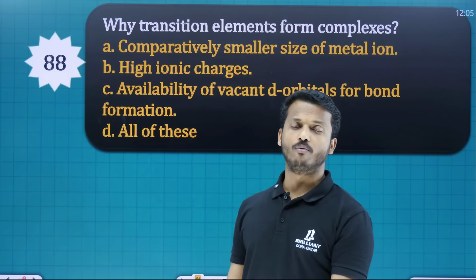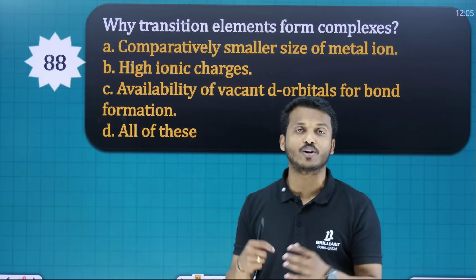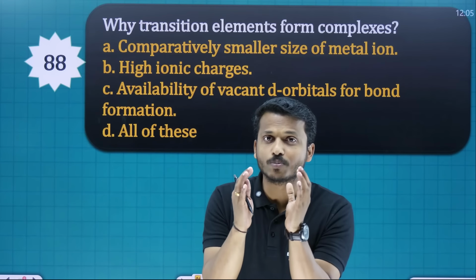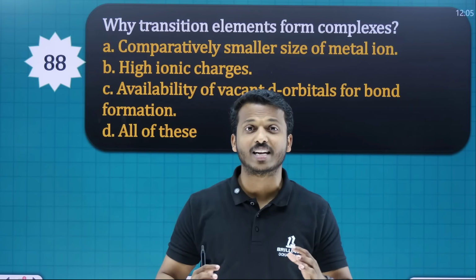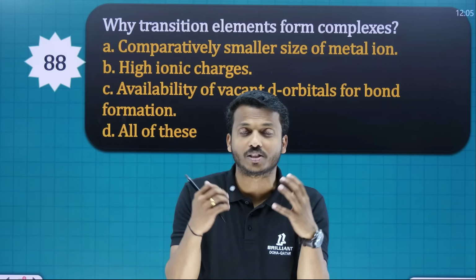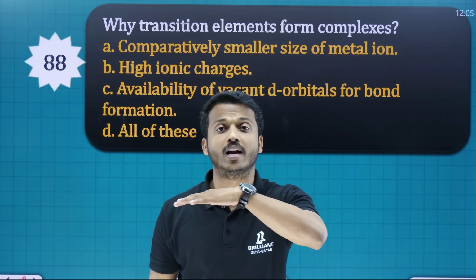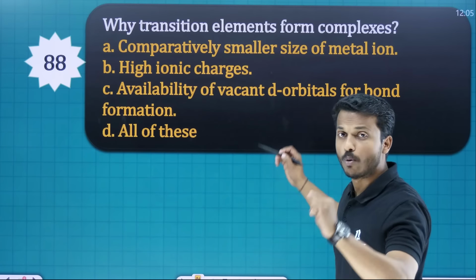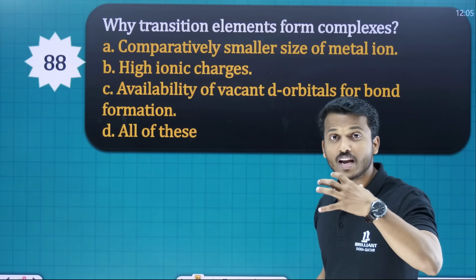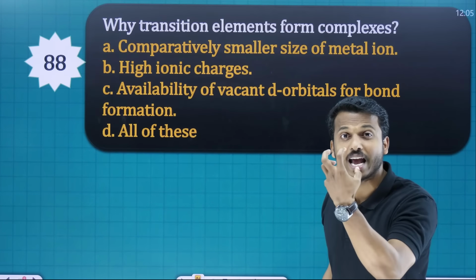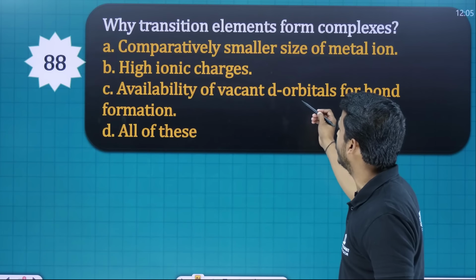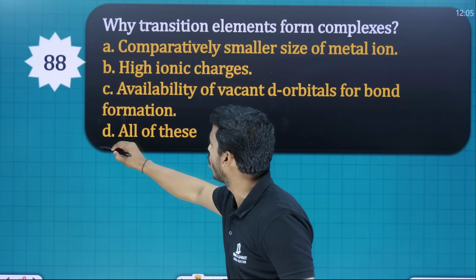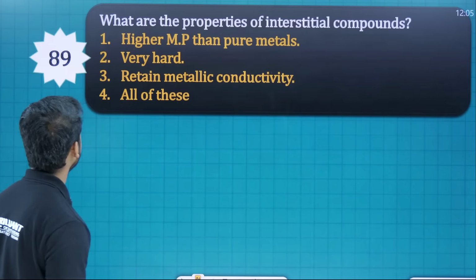Why do transition elements form complexes? There are mainly 3 reasons why transition elements form coordination complexes. Because the metals are smaller in size. Because of the smaller size, they have high charge density. And third, they have vacant d orbitals. So they are comparatively smaller in size, and they have high ionic charge. Because of small size, they have high ionic charge and availability of vacant d orbitals. All of these.